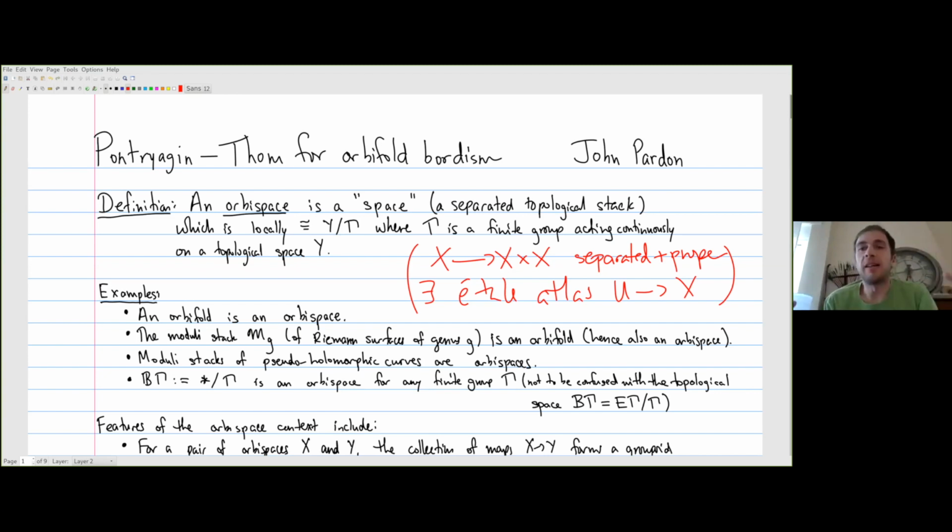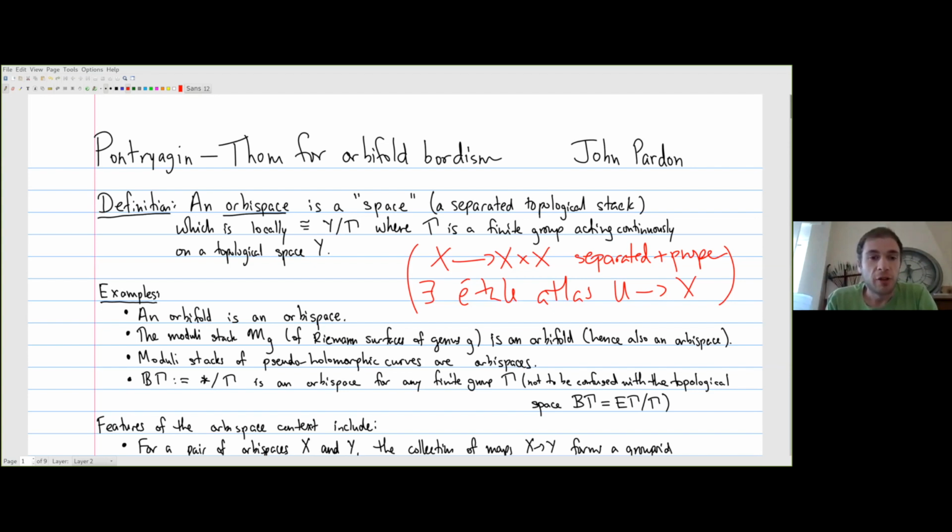What would a local chart be? Well, you have some curve. Maybe it has some pseudo-holomorphic map. Maybe it has some automorphism group. Then locally, what does the moduli space look like? You can write down the standard Banach manifold picture, take the zero set of your Fredholm section, but then you have to quotient by that finite group, which is the automorphism group of the curve around which you're making the chart. So you get a chart exactly of this desired form, a topological space quotient by a finite group.